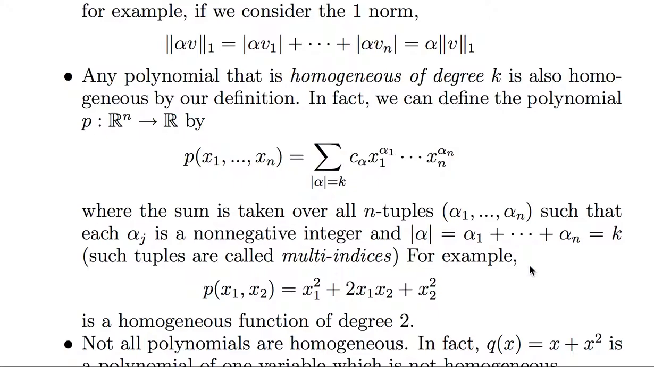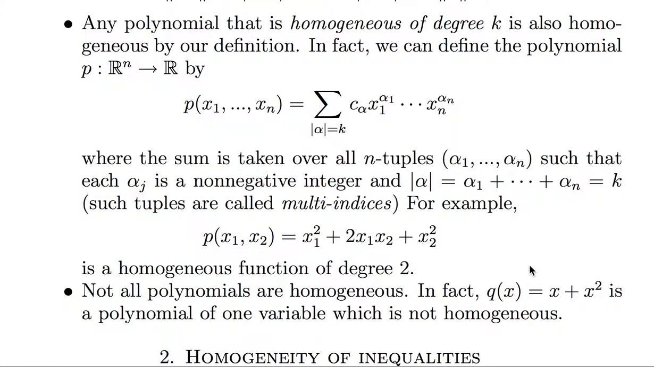For example, p of x1, x2 equal to x1 squared plus 2 x1 x2 plus x2 squared is a homogeneous function of degree 2. Not all polynomials are homogeneous. In fact, q of x equal to x plus x squared is a polynomial of one variable which is not homogeneous.